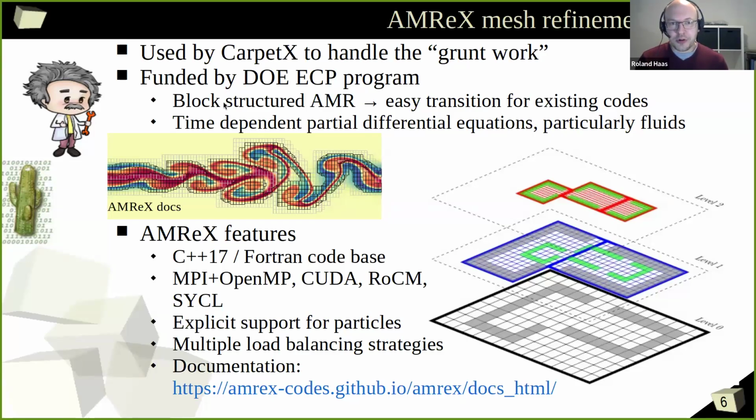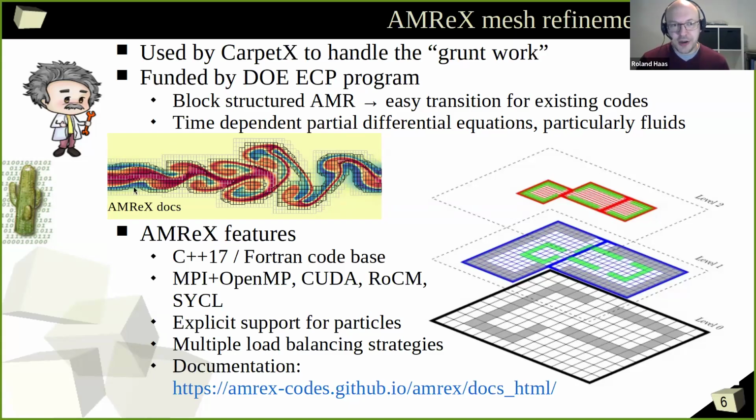AMReX supports what's called block-structured adaptive mesh refinement, which is in principle the same sort of Berger-Oliger type mesh refinement that Carpet supports. So it should be a relatively easy transition for existing codes because it's not completely new. This is not, say, an octree code or anything like that. It's designed to handle time-dependent partial differential equations for the most part, in particular fluid evolutions.